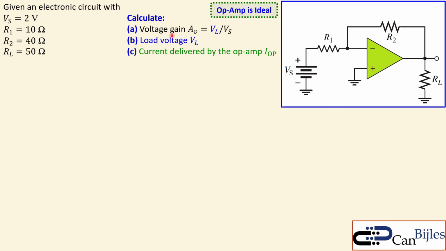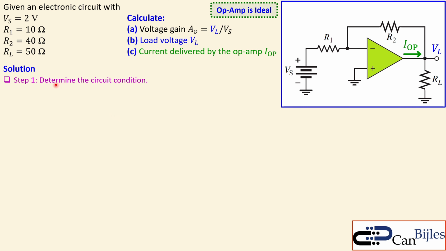We would like to calculate the voltage gain, which is from the source to the load. That is actually this voltage at the load. So the transfer, and also we would like to know what the load voltage itself is. And in question C, we would like to know what the current delivered by the op-amp is. This is actually this current. So we have a couple of questions here. So let's look at the solutions.